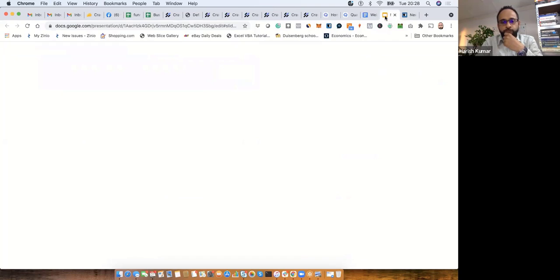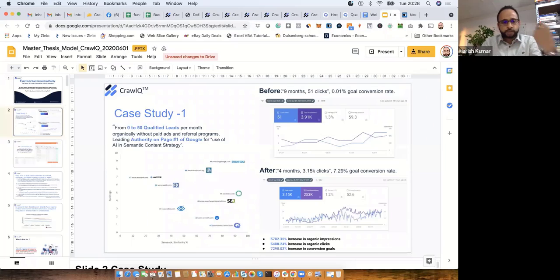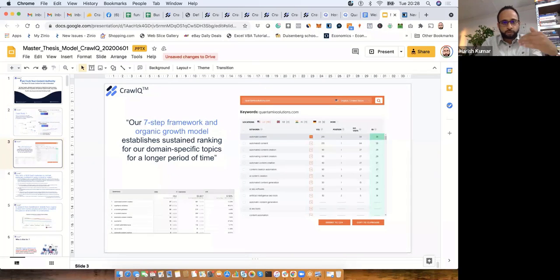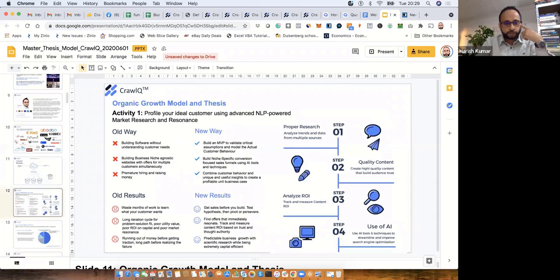And what I want to show is this whole information, right? The case study 1, case study 2, the whole deck is again mapped back to the information that is there in the market research and resonance. You will see the useful and unique insights, old way versus new way, activity 1. This is all there in this market research section. What is the old way of doing the same activity? What is the new way of doing the same activity? What are the old results? What are the new results? Maybe I can show some more examples later, but then I have to go through the example as well in order to justify it.